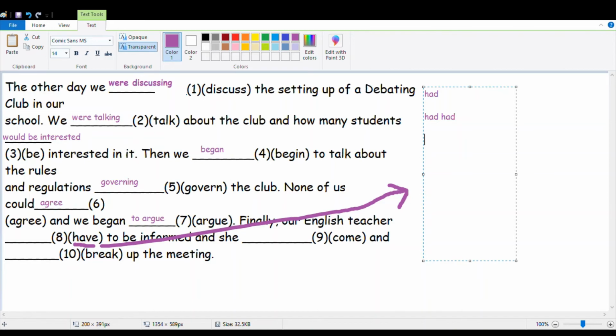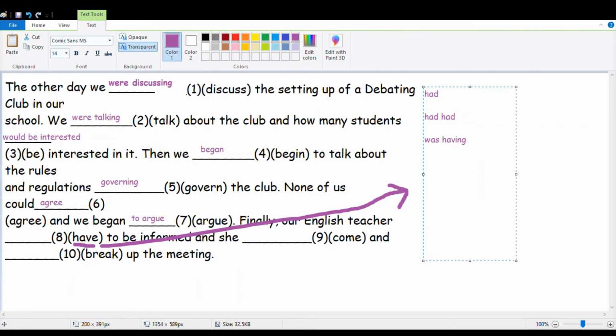Okay, then past continuous is "our English teacher was having to be informed." The problem with "was having to be informed", I do hear people talking like that sometimes, but "was having" is really focusing on a continuous ongoing action, but our English teacher was only informed once. So it doesn't really make sense for this to be a continuous action.